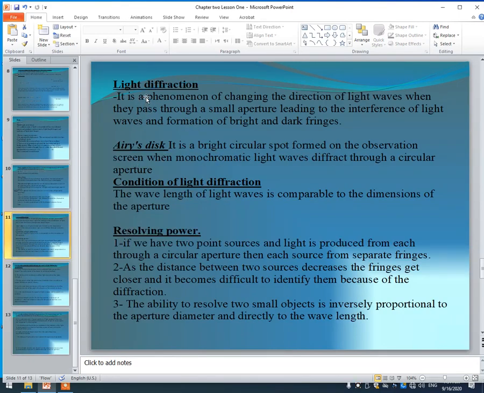From here, what's the meaning of this? It is the end of the light interference. Remains for us only one process, which is called light diffraction. What's the meaning of light diffraction? Light diffraction is a phenomenon of changing the direction of light waves when they pass through a small aperture, leading to the interference of light waves and the formation of bright and dark fringes.